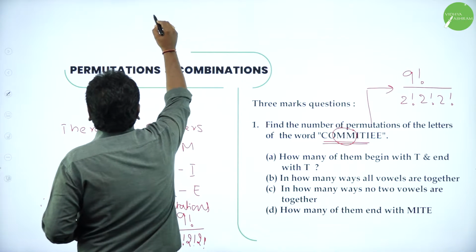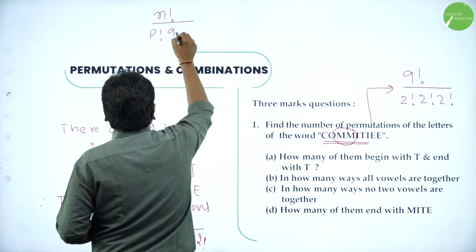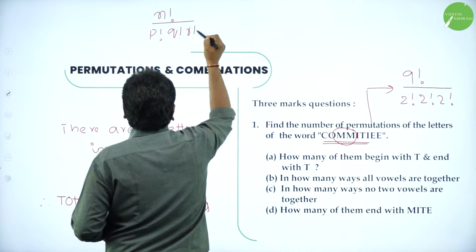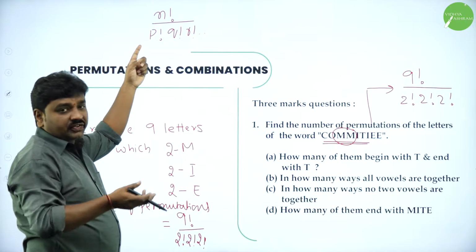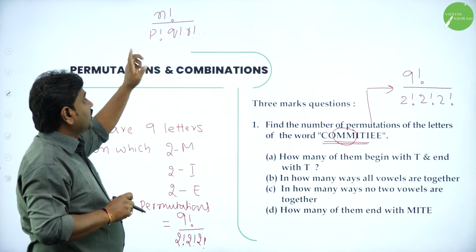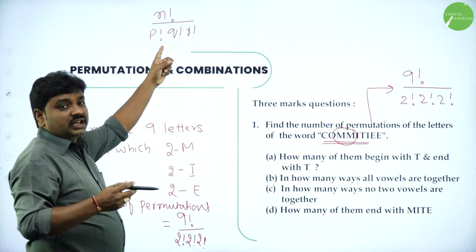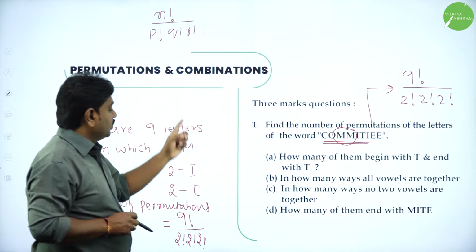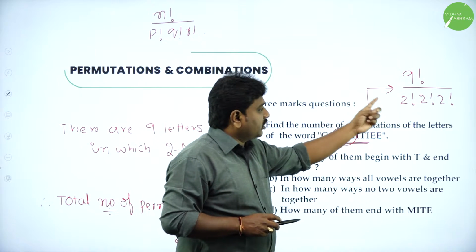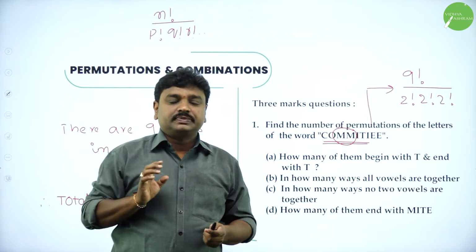So what is the number of permutations formula? N factorial by P factorial, Q factorial, R factorial, and so on. So here N factorial means total number of letters in the word. P means if any letter repeated P times. See here M repeated 2 times, so 2 factorial. And Q means any other letter repeated. So I repeated 2 times, so 2 factorial. R means 2 factorial, like that. 9 factorial by 2 factorial into 2 factorial into 2 factorial is the total number of permutations.